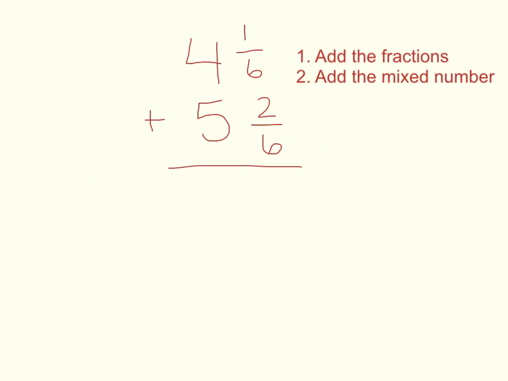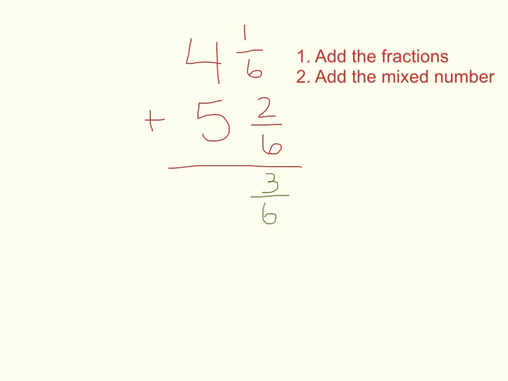Step number 1, you have to make sure first to add the fractions. When I'm talking about adding the fractions, I mean adding the 1/6 and the 2/6 together. You should know from our past lesson that when you add fractions, you first add the numerators, which is 1 plus 2 equals 3, and then your denominator stays the same. So right now you have 1/6 plus 2/6 equals 3/6.